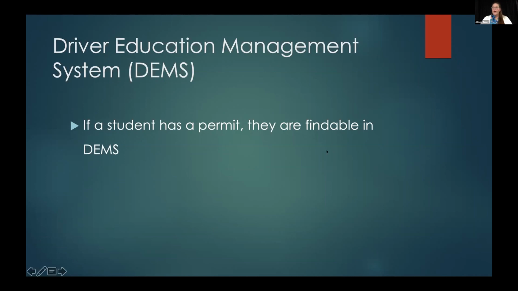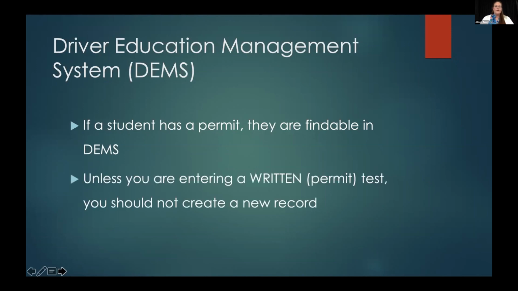Okay, so if we're ready, I'm going to go on to DEMS real quick, and I'm going to try and make it short. If a student has a permit, they are findable in DEMS. You should not be entering name, birth date, first and last name into DEMS and creating a new student record unless that student does not have a permit. So I'm going to walk through some screenshots here and I'll show you what I'm talking about. Unless you are entering that written test, don't create the new record.